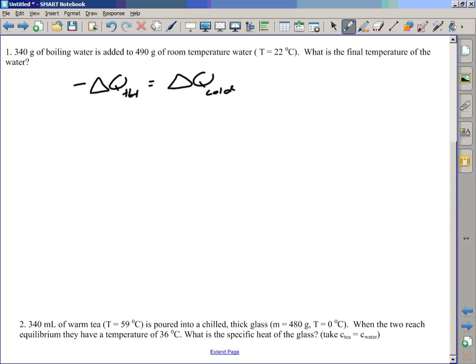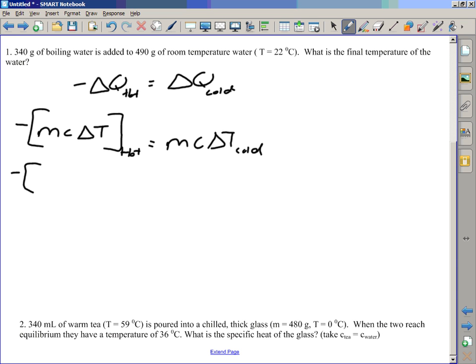Now, I have an equation for delta Q. What is it? MC delta T, right? So now I can plug that in. I've got negative. I'm going to use brackets just to make sure that I understand this. MC delta T of the hot equals MC delta T of the cold. All right, let's try to substitute some numbers in here.